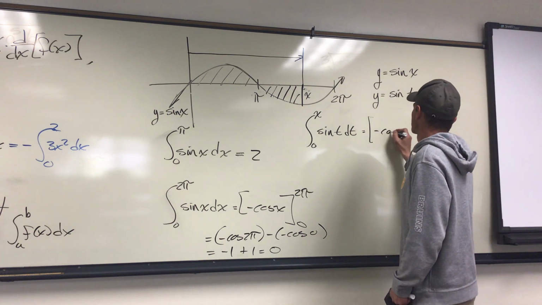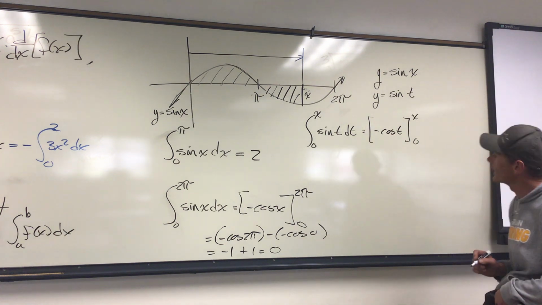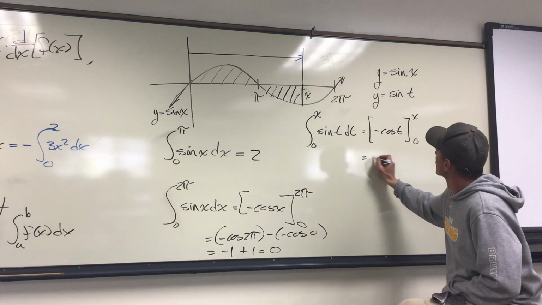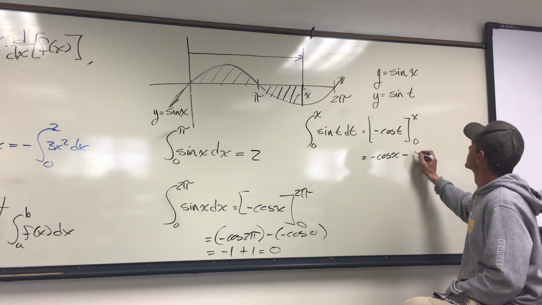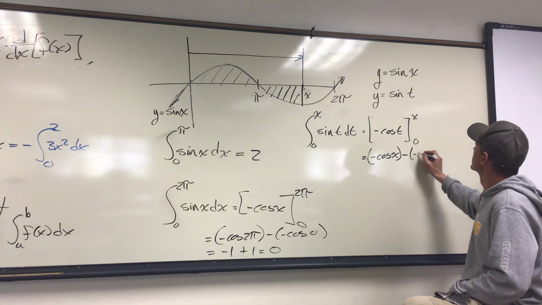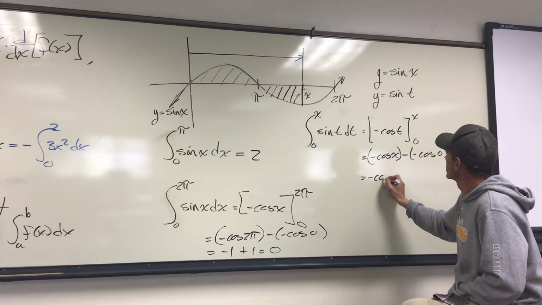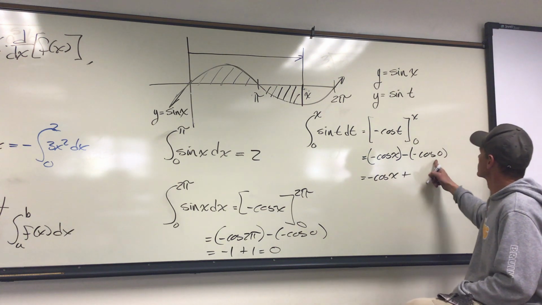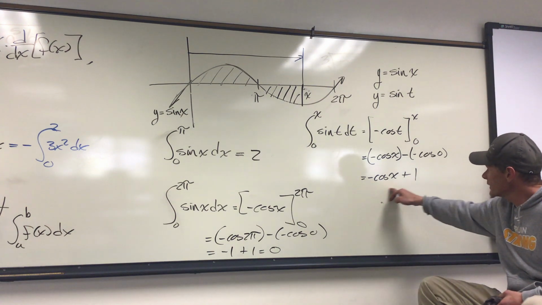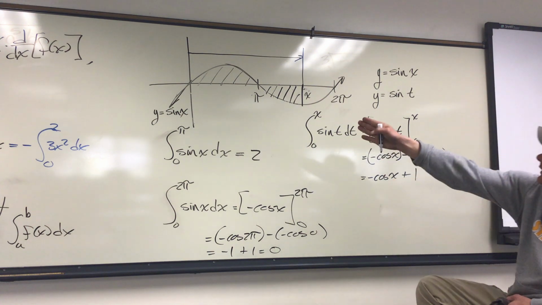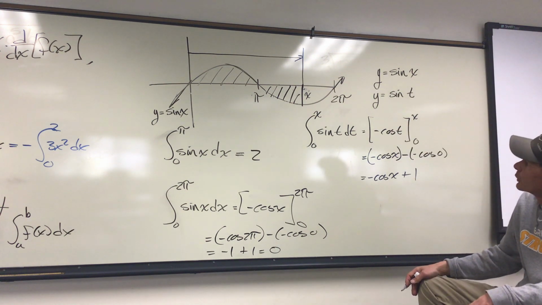So minus cosine of t, and I'm going to evaluate it at x, and I'm going to evaluate it at 0. So minus the cosine of x minus, let me use my parentheses here, minus the cosine of 0, and we get the opposite of the cosine of x plus 1. And so that expression right here will give us the area up to any x. And we've already done it for 2 pi.